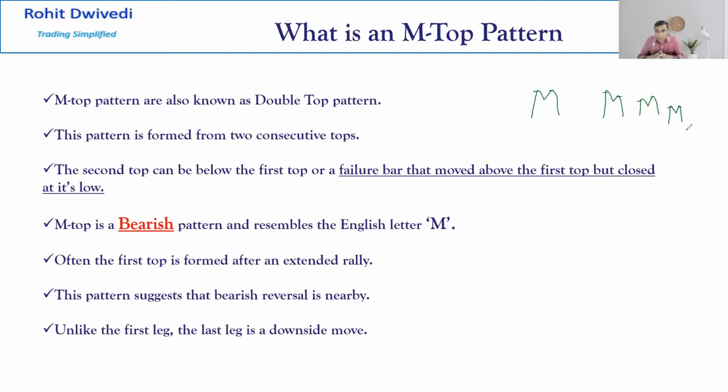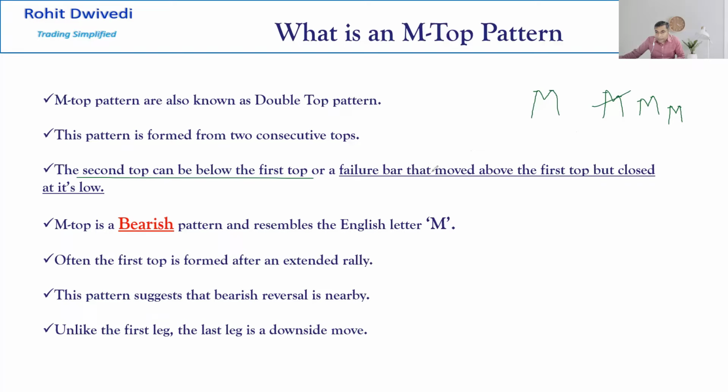The second top can be below the first top, or a failure bar that moved above the first top but closed at its low. We are going to see some examples with different flavors, but do not worry about this definition if it confuses you. It simply means that the second top can be below the first top, like we have in this example.